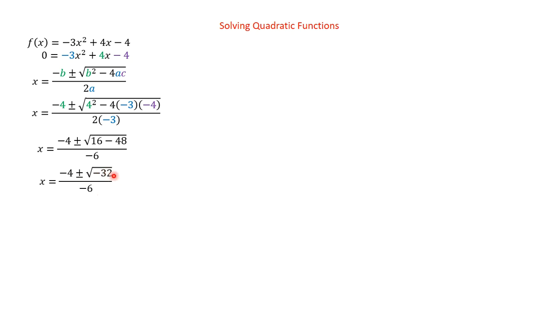Simplify inside the root. Well, it's going to have an i on it. 32 is a whole bunch of 2's. It's actually 16 times 2. Square root of 16 is 4. So we can get negative 4 plus or minus 4 root 2 times i, or 4i root 2, over negative 6. And now, especially if you have a complex number, an imaginary number, I would split the fraction up.